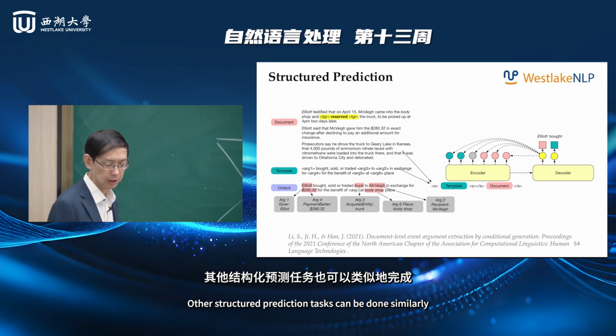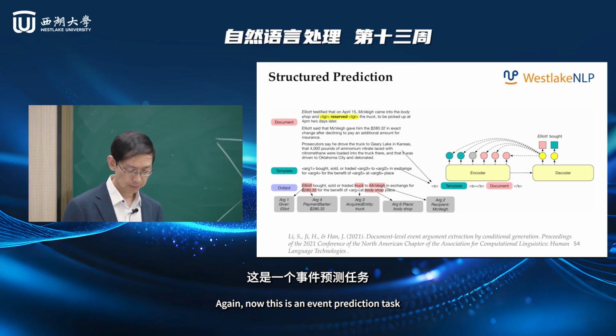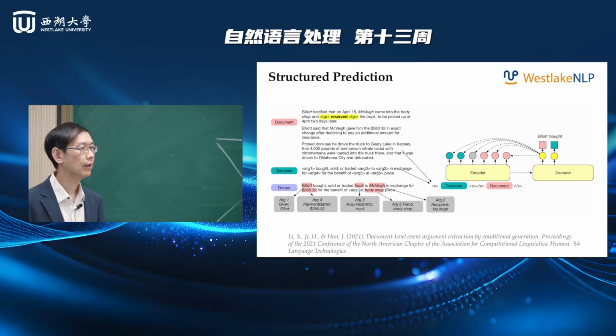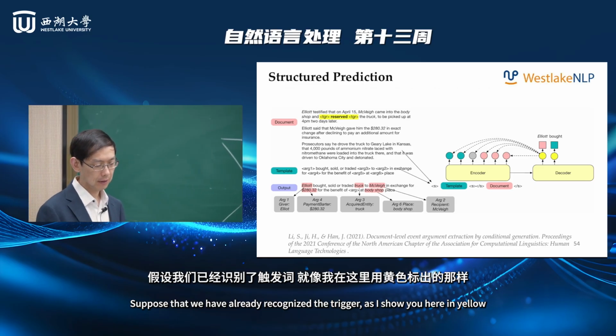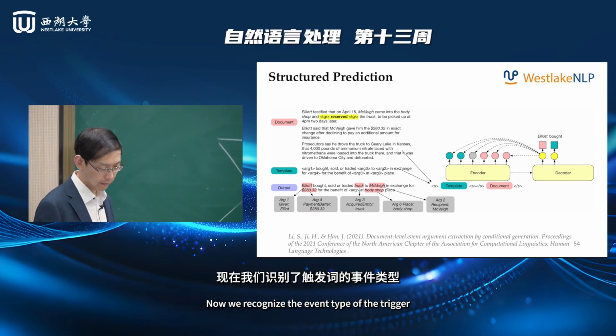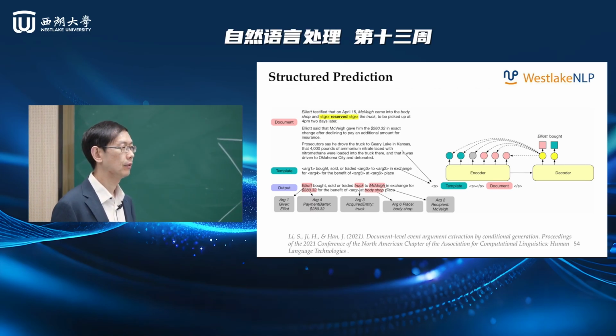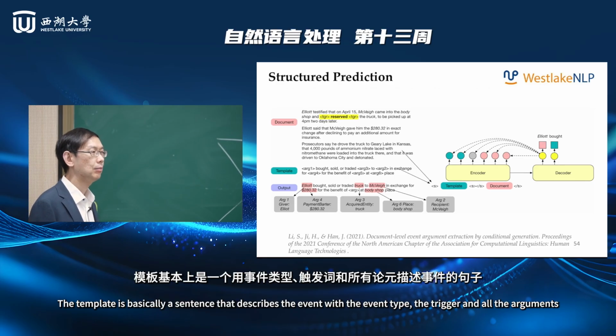Other structured prediction tasks can be done similarly. Again, now this is an event prediction task. Suppose that we have already recognized the trigger, as I show you here in yellow. Now we recognize the event type of the trigger. And we can create a template, as I show you here in green. The template is basically a sentence that describes the event with the event type, the trigger, and all the arguments.